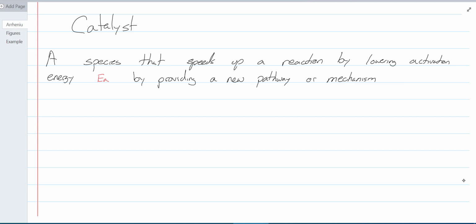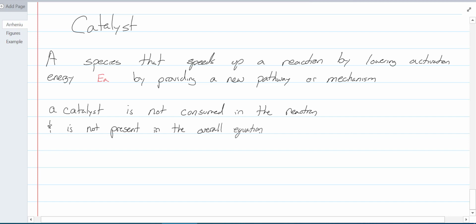So the catalyst, very importantly, is not consumed in the reaction and is not present in the overall equation. However, it may be present in the rate law.